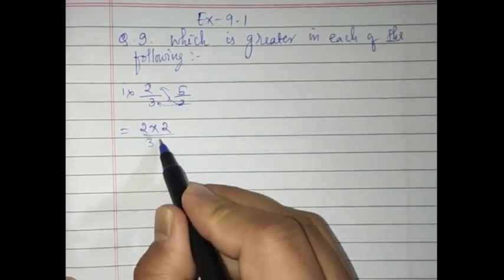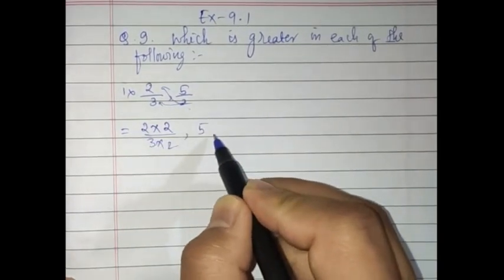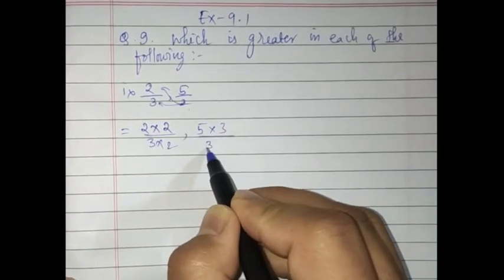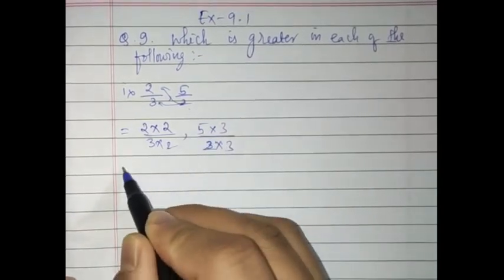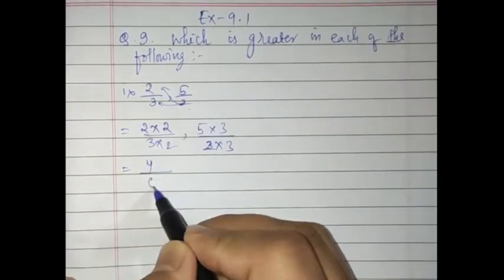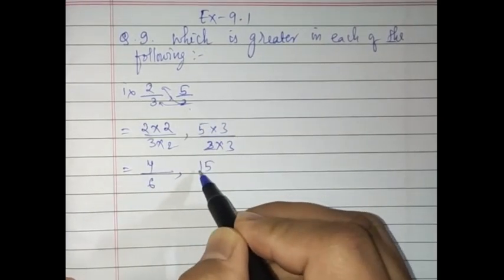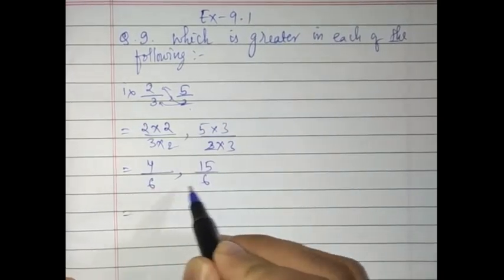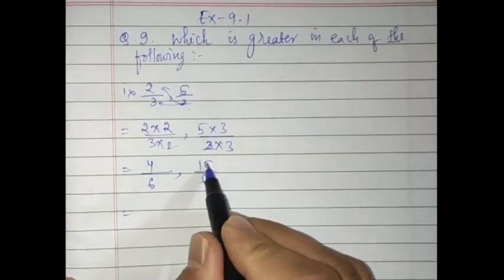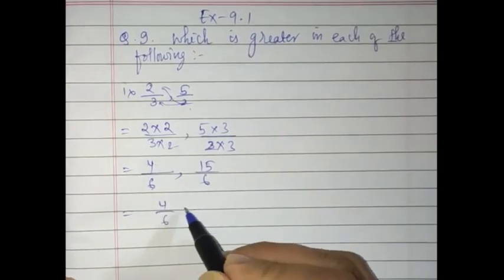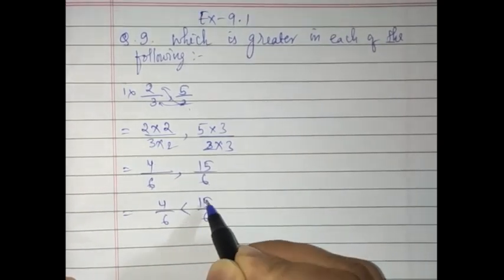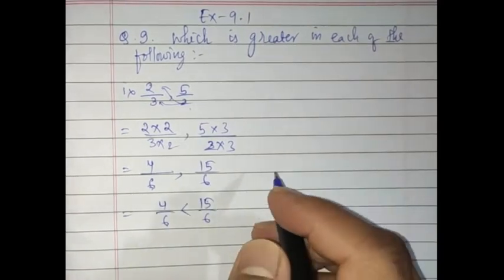2 into 2, 3 into 2, and 5 into 3 by 2 into 3, and 2 twos are 4 by 6, comma 15 by 6. So both the denominators are equal now. So which one is greater? Of course 4 by 6 is less than 15 by 6, or 15 by 6 is greater than 4 by 6. Okay.